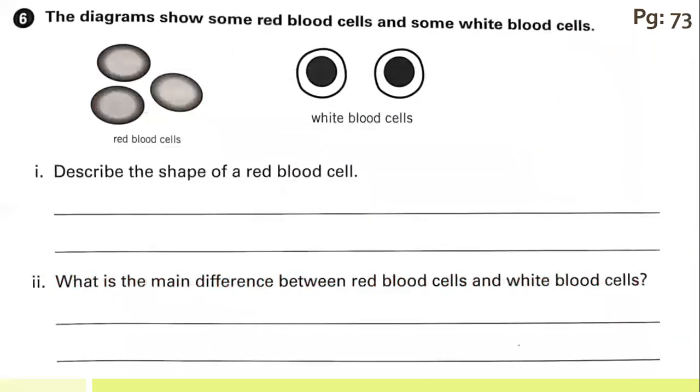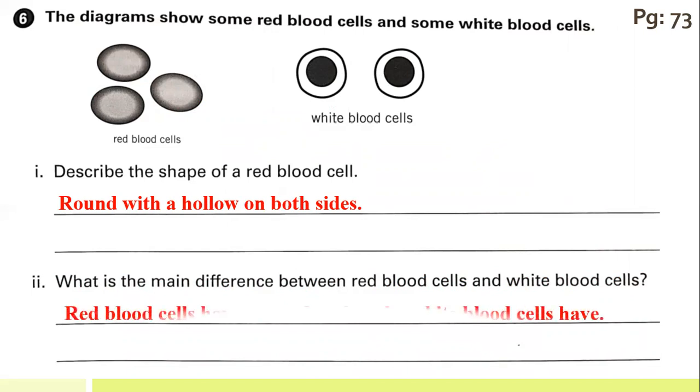Now come to the sixth question. The diagram shows some red blood cells and some white blood cells. Describe the shape of the red blood cells. The shape of the red blood cells is round with a hollow on both sides. And what is the main difference between the red blood cells and white blood cells? Dear students, you all know that the red blood cells do not have a nucleus, but the white blood cells have.